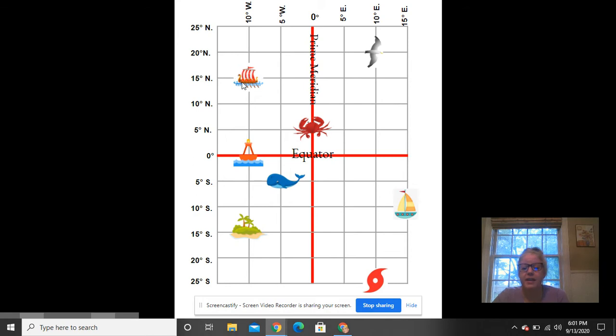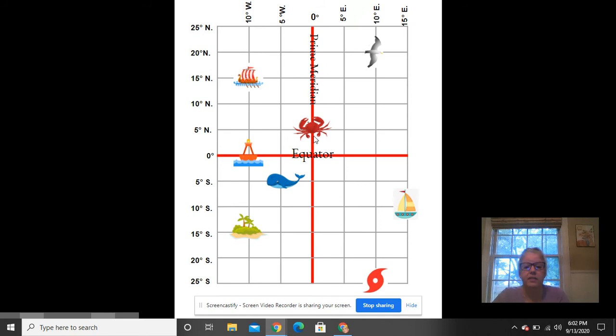First, we have a Viking ship. What would the coordinates or the location of the Viking ship be? Remember, first I want to go north or south. So it's north on the 15 degrees north line. Then I want to see, is it east or west of the prime meridian? It is west. It is 10 degrees west. So the location of the Viking ship would be 15 degrees north, 10 degrees west. So it is north of the equator. It is west of the prime meridian.